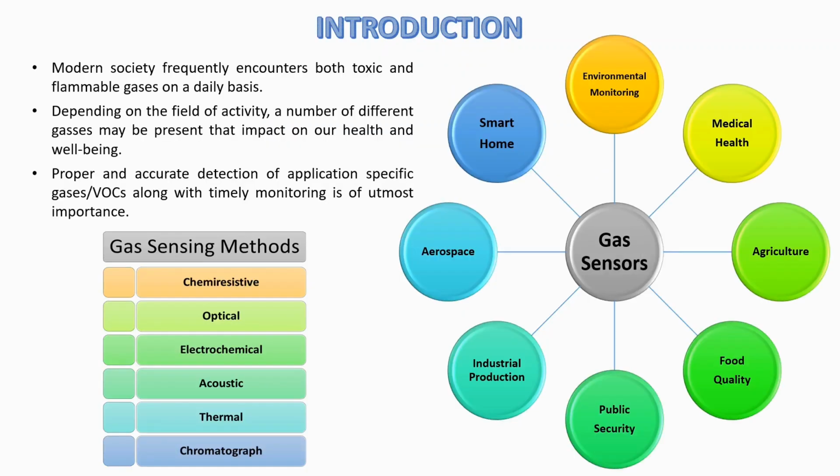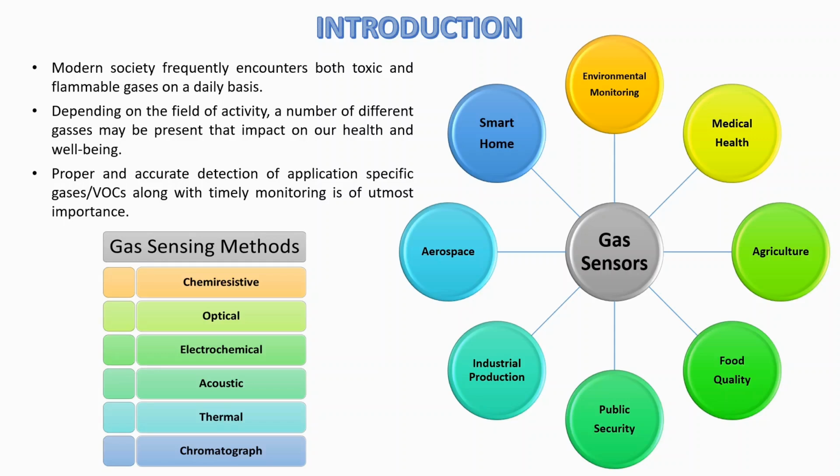So on a daily basis, we frequently encounter both toxic and flammable gases around us, and depending on the field of activity, different gases might affect our health and well-being. So proper and accurate detection of these gases and volatile organic compounds is of prime importance. You will find different types of applications for gas sensors, like environmental monitoring, medical diagnosis, agriculture, food quality, public security, industrial production, aerospace, and nowadays smart home is also a focus area.